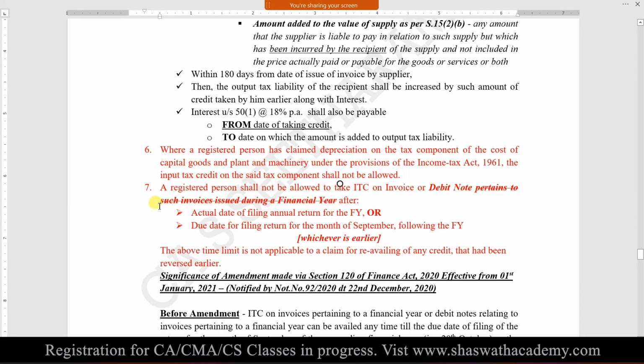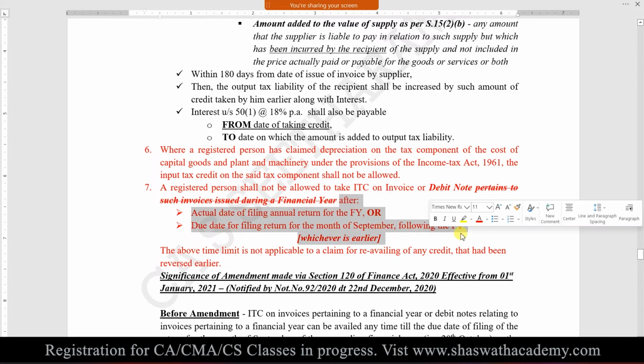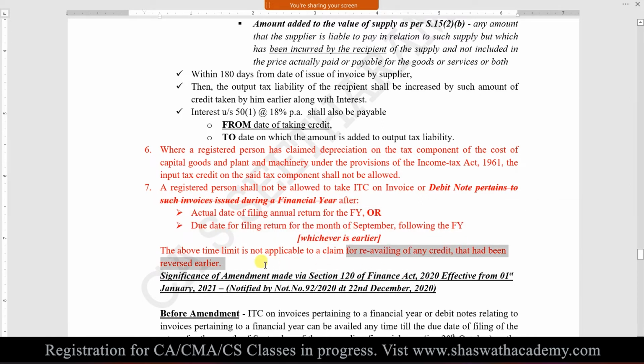And next one, a registered person shall not be allowed to take ITC on the invoices or the debit notes if it is taken after the actual date of filing annual return or the due date for filing the return for the month of September. Within the specified time limit you are supposed to take the credit, but this time limit is not applicable for re-availing the credit.